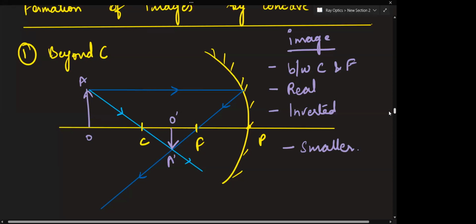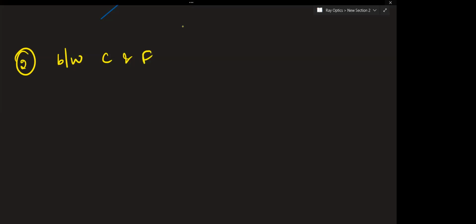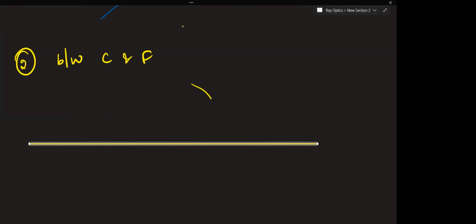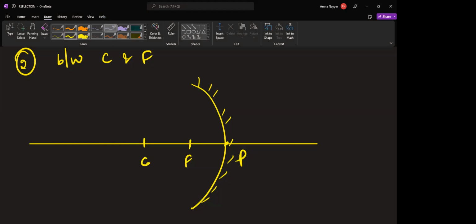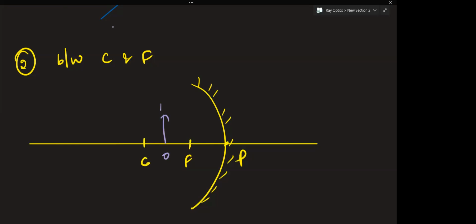Now let's shift our object a little more, between C and F. Sorry, not the image formed, the object is kept. So this is pole, this is focus, this is center of curvature. Here your object has been kept. This is your OA, the object. So what will happen to the rays of light? Okay, before that, let's keep it exactly at the center of curvature first.